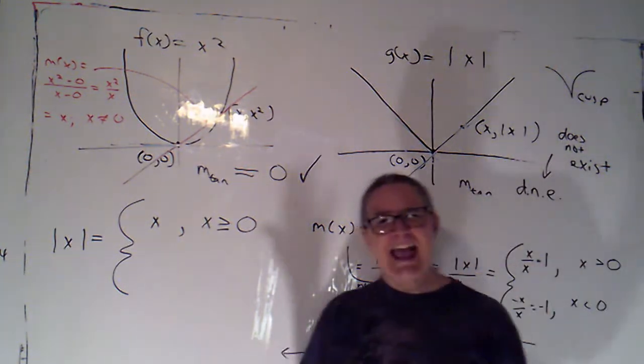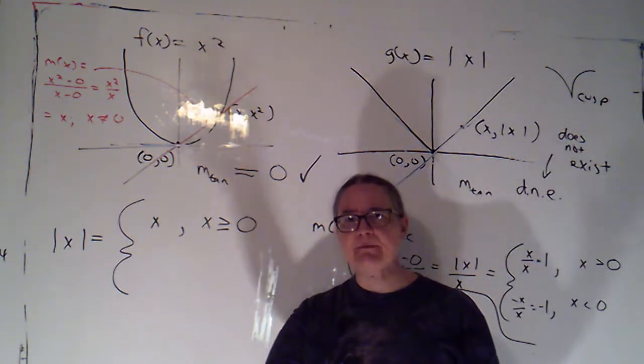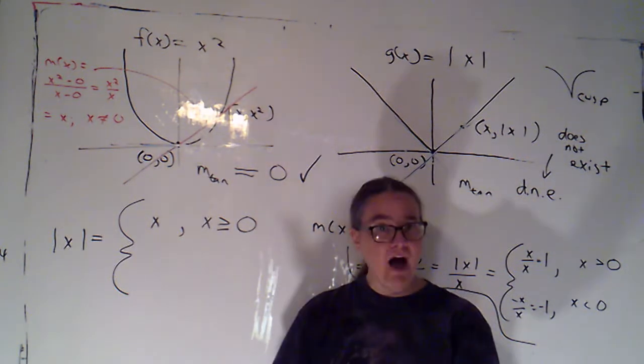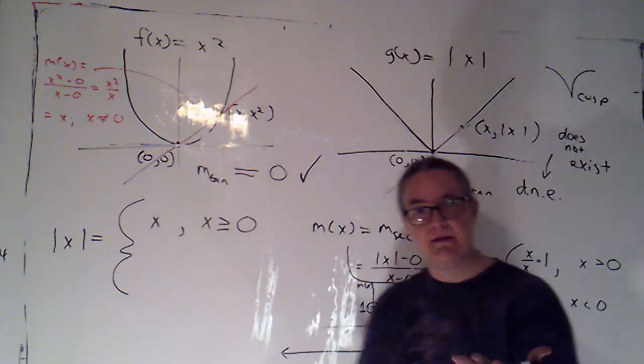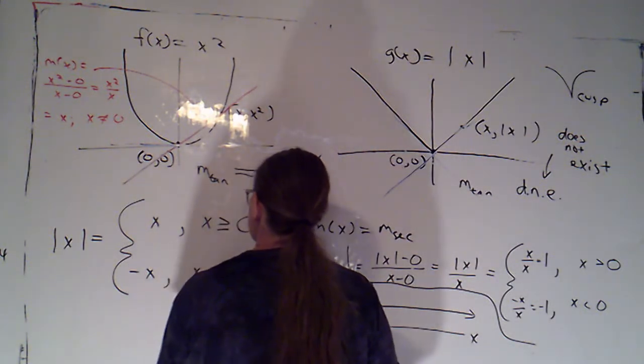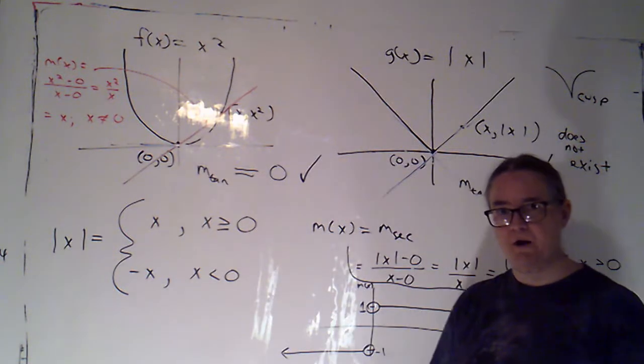But if I plug in a negative number, like if I try to take the absolute value of negative 5, I don't get negative 5. I get 5. I get the opposite thing. So I'm going to get the opposite of x if x is less than 0.